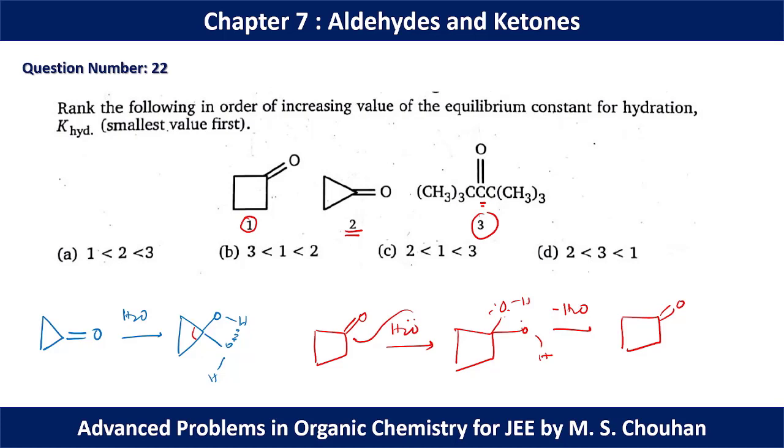So option B should be the correct option, where the second molecule will give the maximum hydration, then the first molecule, and in the third molecule the hydration process is very much difficult due to the high steric hindrance of the ketone. For question number 22, option B should be the correct option.